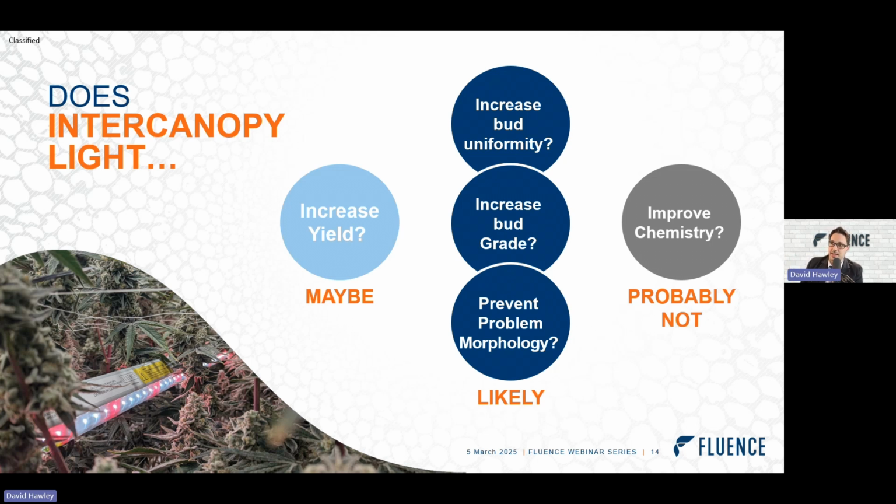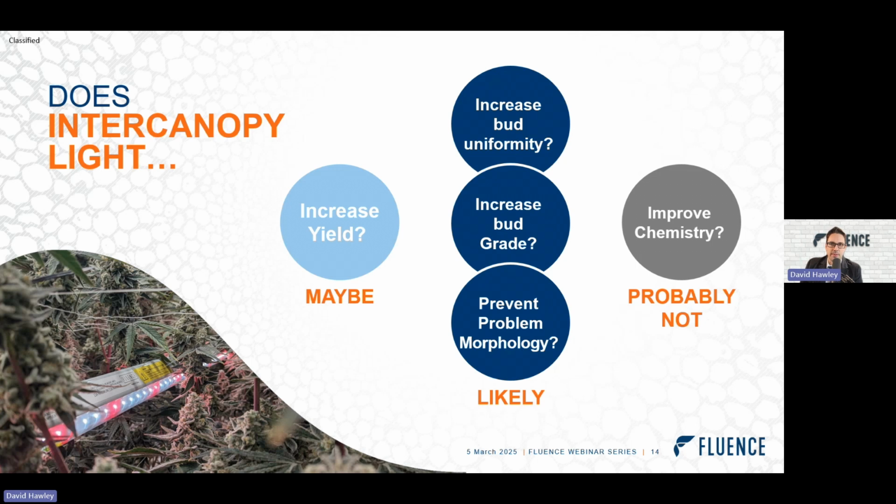What about these other things? Is it going to increase bud uniformity? Is it going to increase bud grade? Will it prevent problem morphology? Yeah, absolutely. And those are the things that we see as the biggest value for intercanopy light. Because again, even if you're just using the same total energy, you're not adding light, you're just redistributing the same total light, you will probably get a better crop out of it.